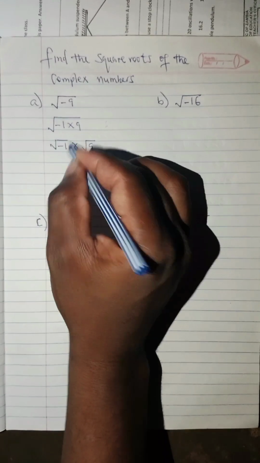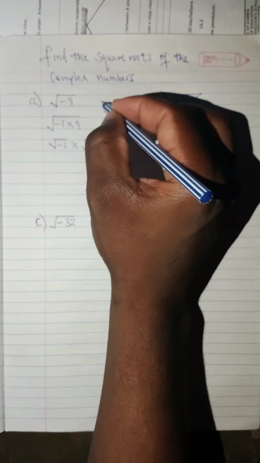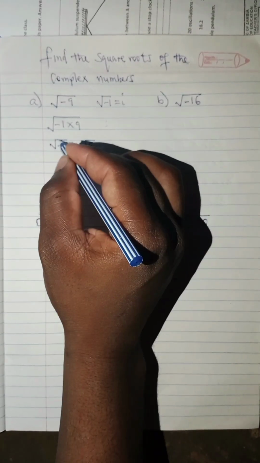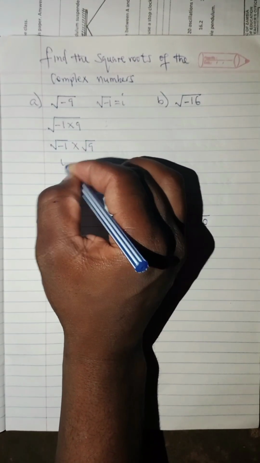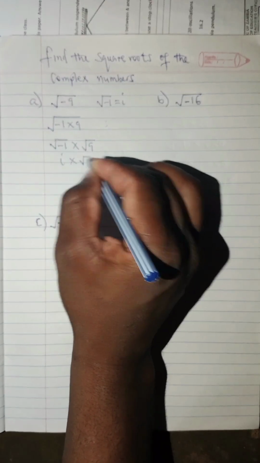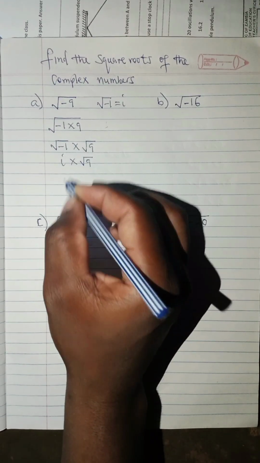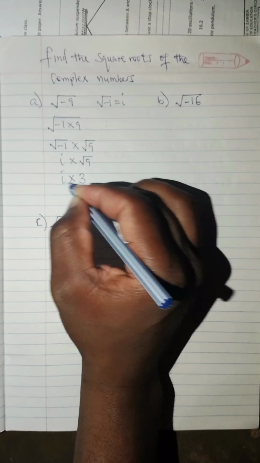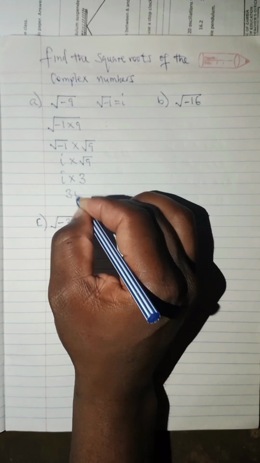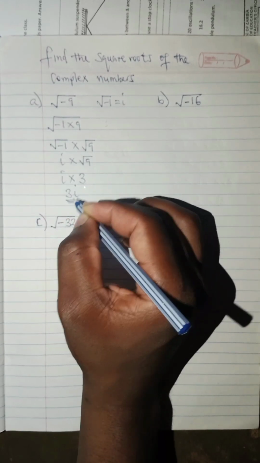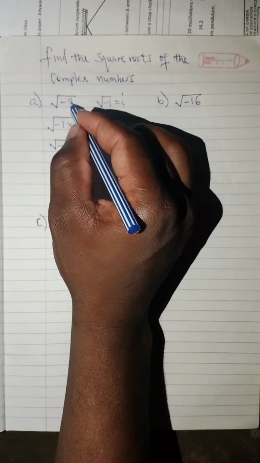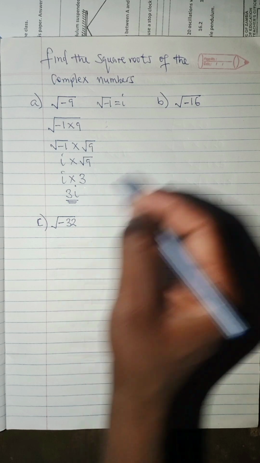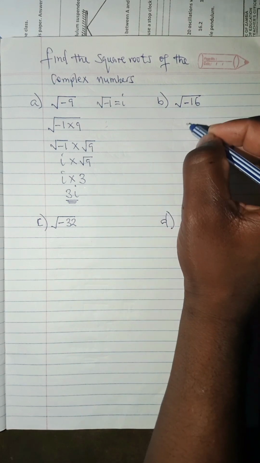So under complex numbers, the root of negative 1 is just the same as saying I. So where there is the root of negative 1, I'll write I times the root of 9. So I times what is the root of 9? It is 3. So I times 3 is 3I. So the square root of negative 9 is 3I.